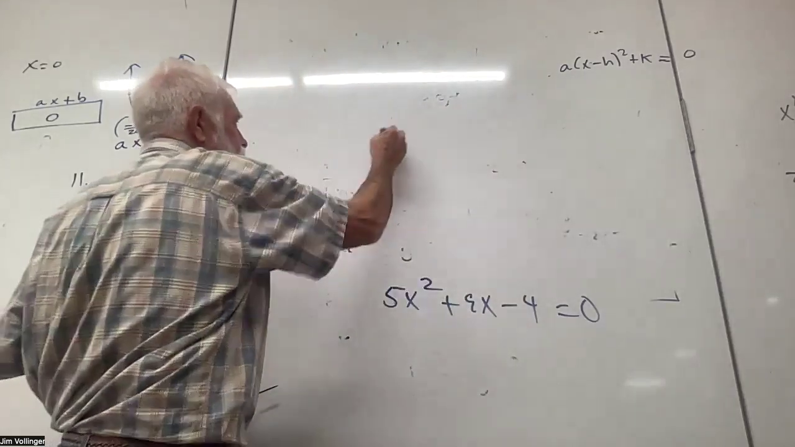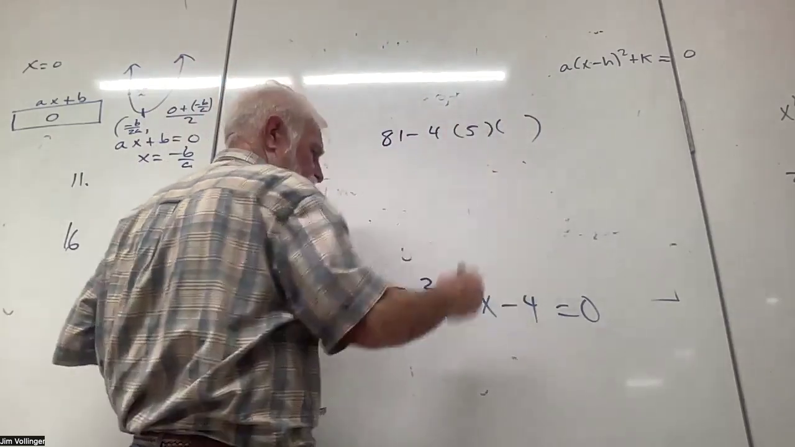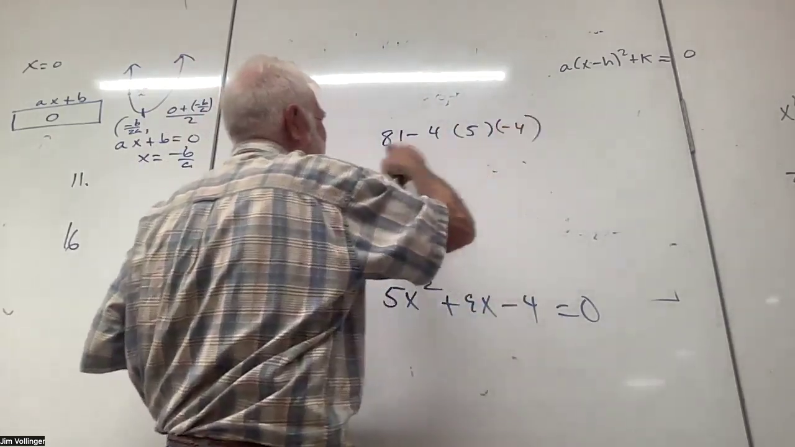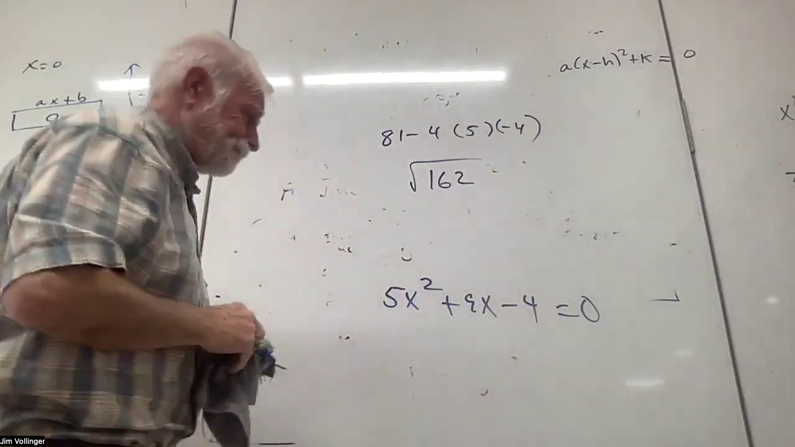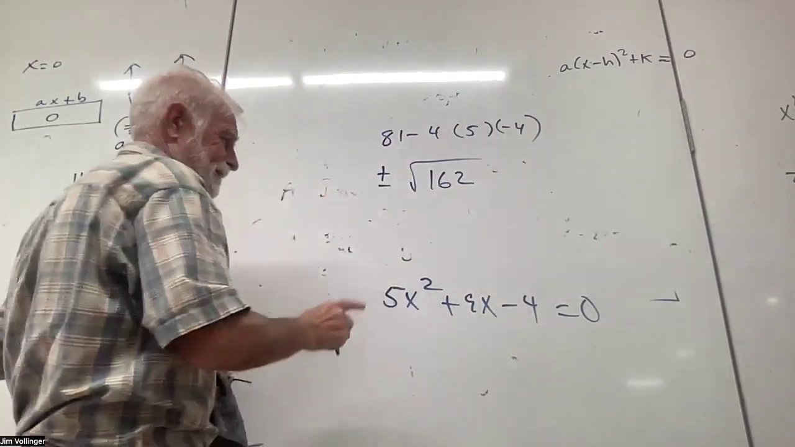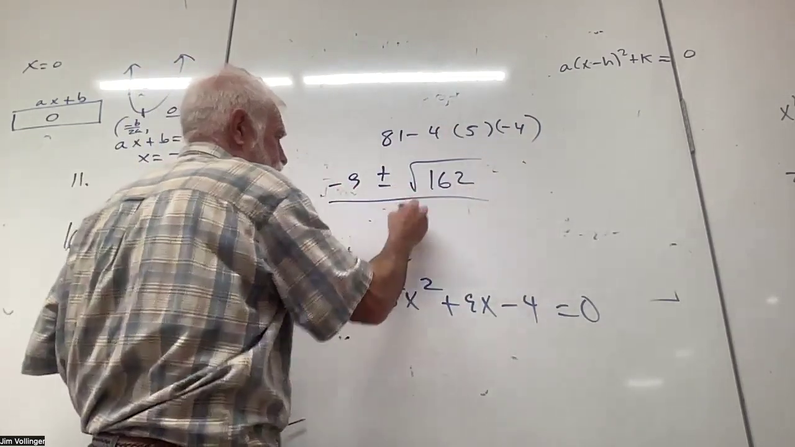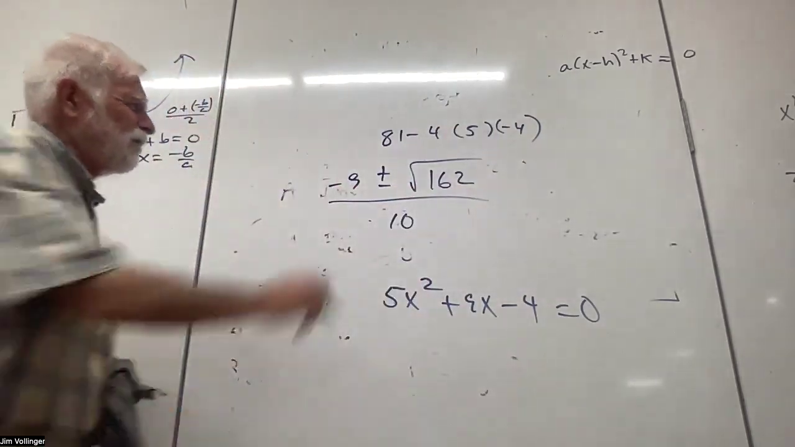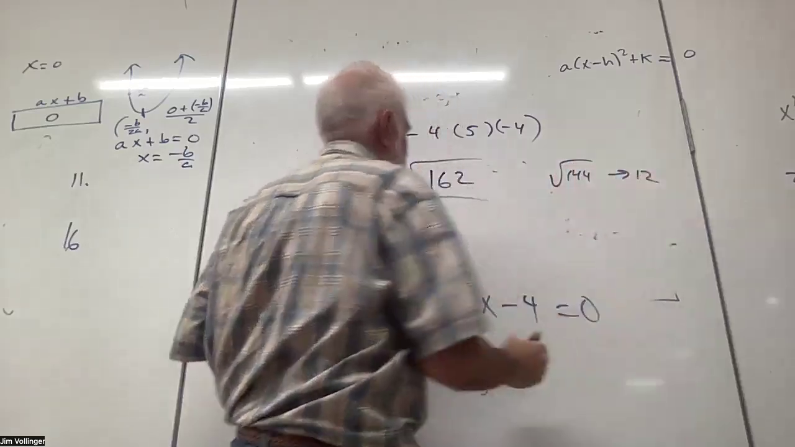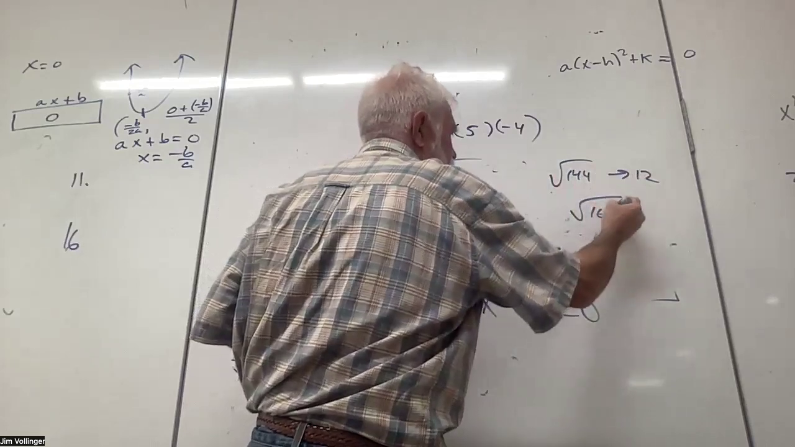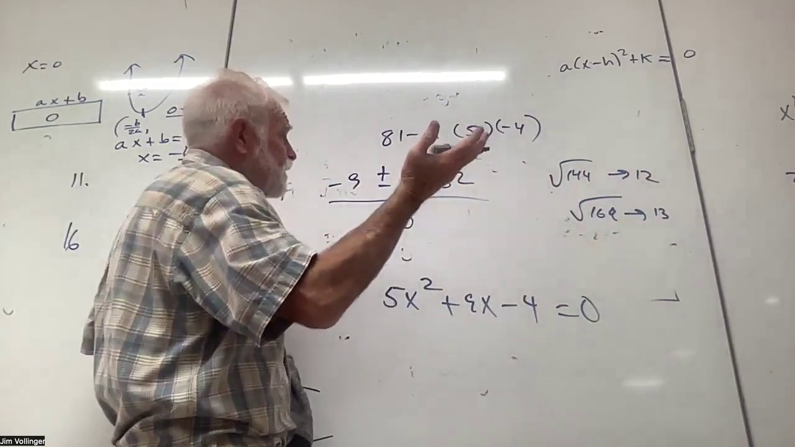So b squared, 81 minus 4, ac, I got to do it quick. 5, -4. 80 and 81, 162. And that's what I think I'm getting. Plus minus b over 2a. Okay, now what's the square root of 162? Well, I know the square root of 144 is 12. And I know the square root of 169, I believe it's 13. So I'm between 12 and 13.